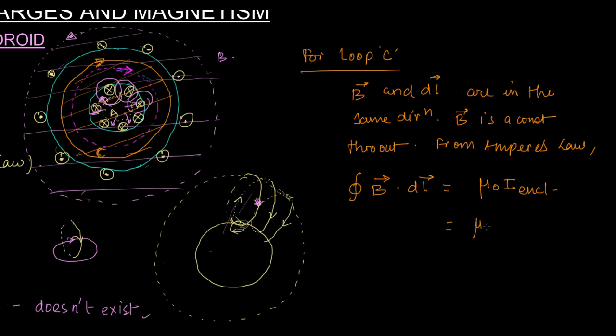So this is equal to mu naught into whatever is the number of turns. Let us say the number of turns is n, and each of these is carrying a current I. So this is the total current enclosed by the stretched membrane on the Ampere's loop. Now B and DL are in the same direction, so the angle between them is 0 degrees, and we have already said that the magnitude of B is a constant. It is not the vector B which is constant, because it keeps on changing its direction. So the constant comes out, and I am left with B times the integral of DL, equal to mu naught N I.